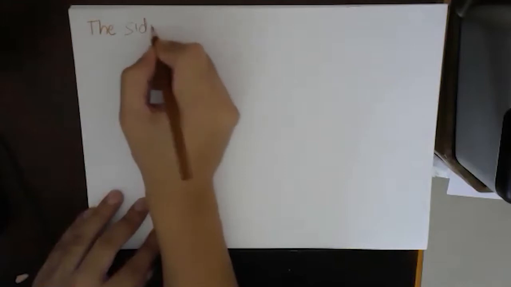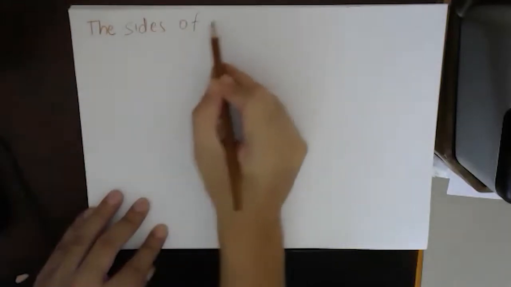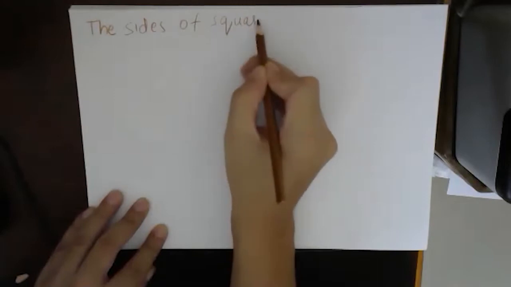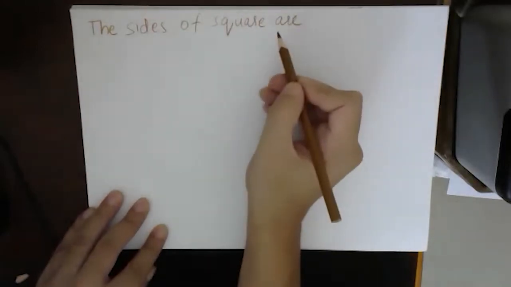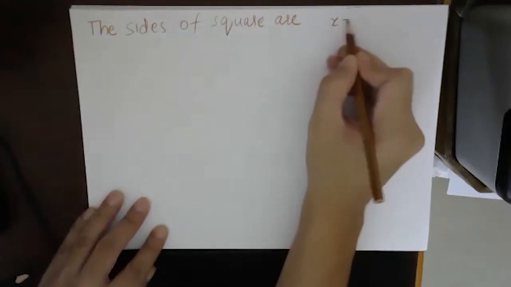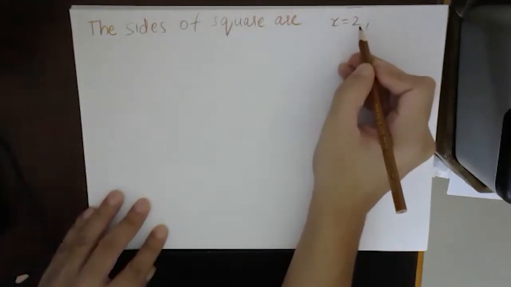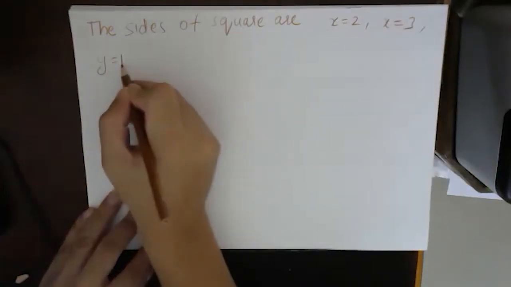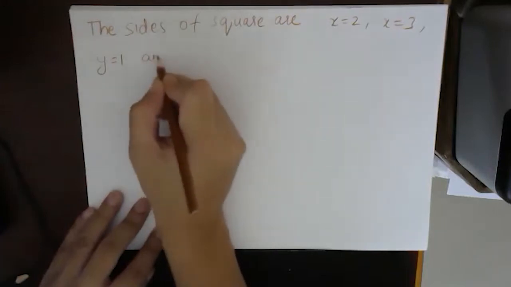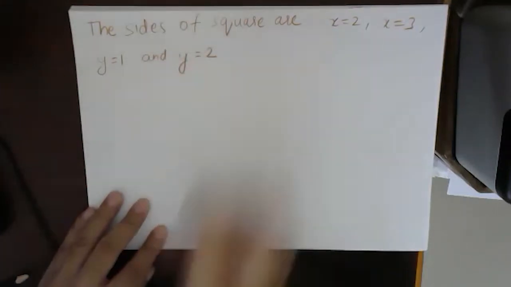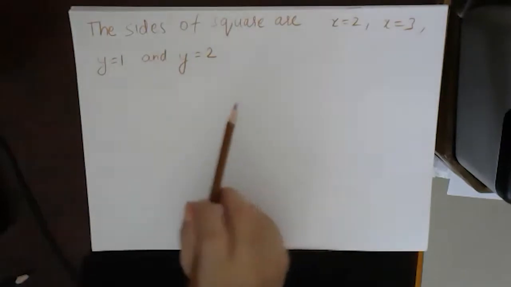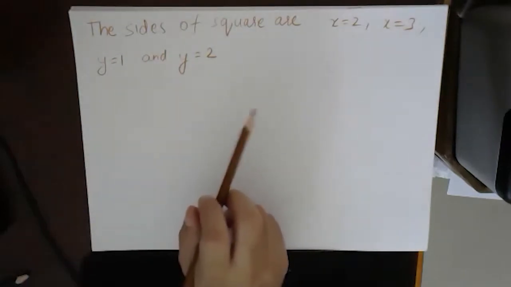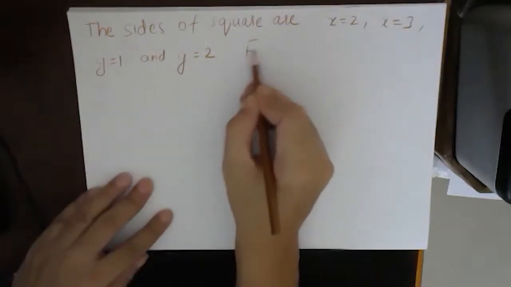Write down. The sides of the square are x equals 2, x equals 3, y equals 1, and y equals 2. These are the given sides of the square. Find the equation of the circle.